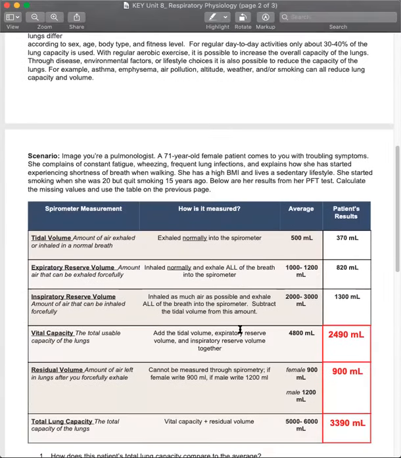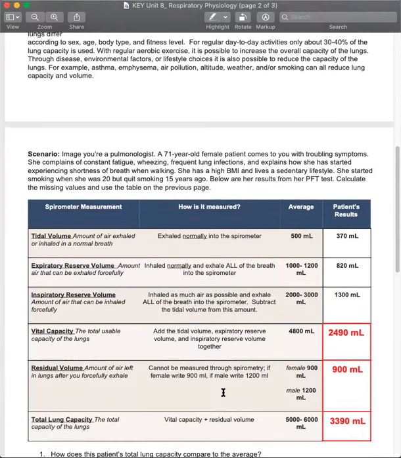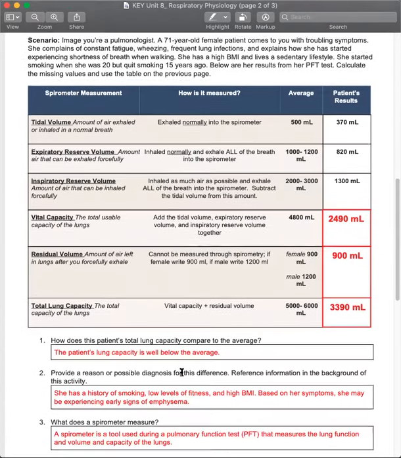This hopefully was pretty easy. I think I explained this in my last video, so I'll go through it quickly, but the vital capacity, you would just add the tidal volume, expiratory reserve volume, and inspiratory reserve volume together to get 2490 milliliters. Residual volume, again, it explains how to do it here. You should get 900 milliliters. Total lung capacity, 3390 milliliters. So if you didn't get those, go back and redo these calculations here. It sort of explains how to do them.